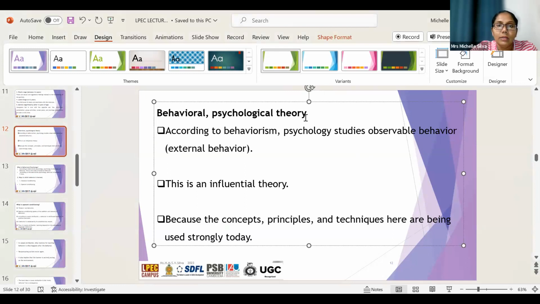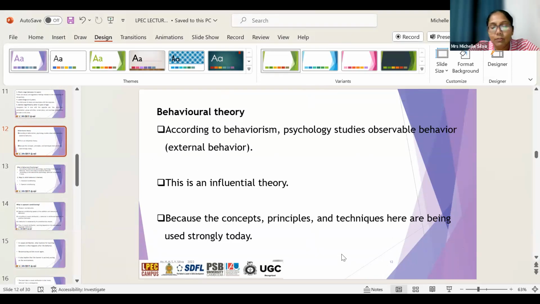Okay, actually, this is behavioral theory. According to this behaviorism, we are always focusing on observable behavior. Please underline this word, my dear students, observable behavior. And the other thing is that this is a very influential theory. When we were defining psychology, I don't know whether you can remember, we defined psychology as the scientific study of the human mind and observable behavior.